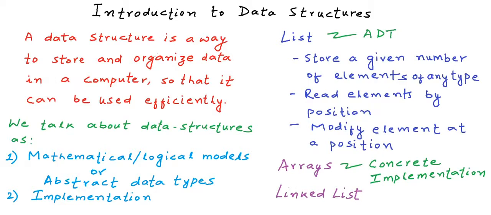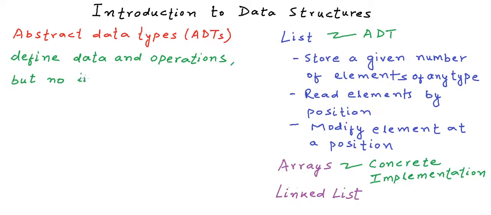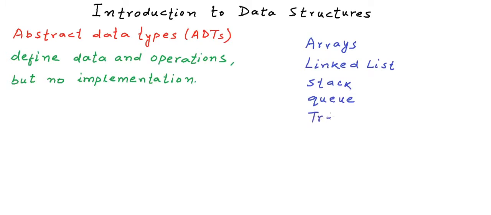Okay, so let's define an abstract data type formally, because this is one term that we will encounter quite often. Abstract data types are entities that are definitions of data and operation but do not have implementations, so they do not have any implementation details. We will be talking about a lot of data structures in this course. We will be talking about them as abstract data types, and we will also be looking at how to implement them. Some of the data structures that we will talk about are arrays, linked list, stack, queue, tree, graph, and the list goes on. There are many more to study.